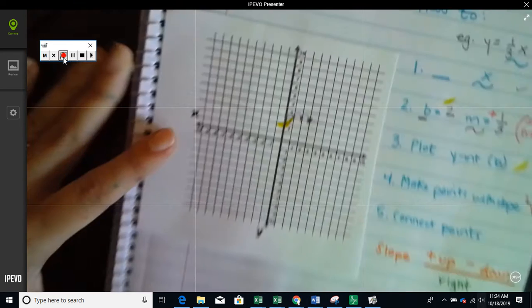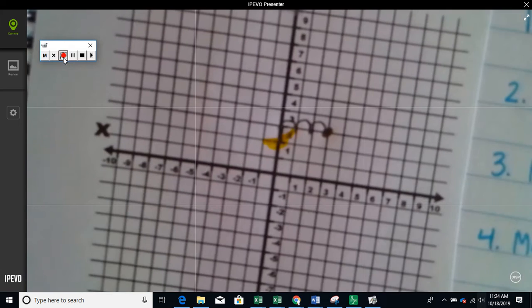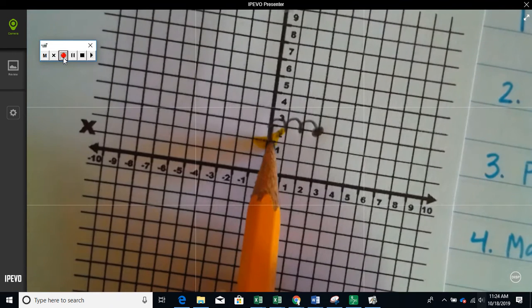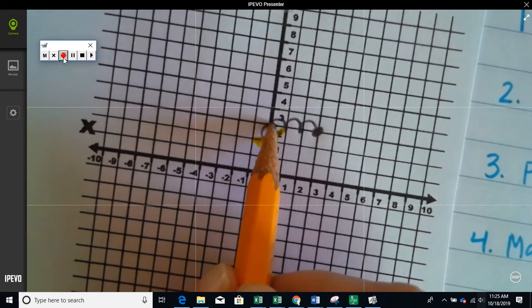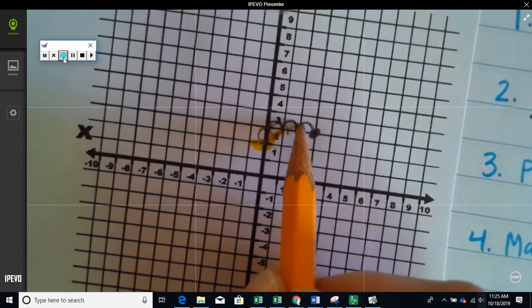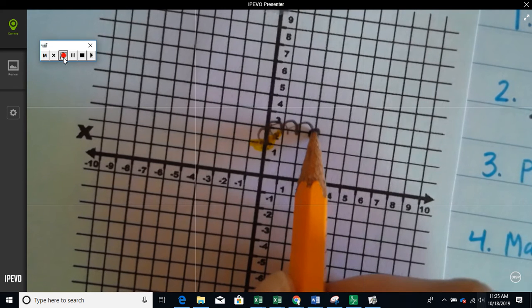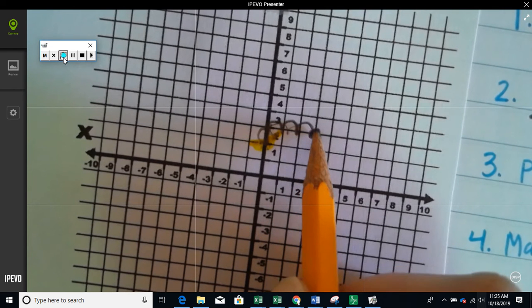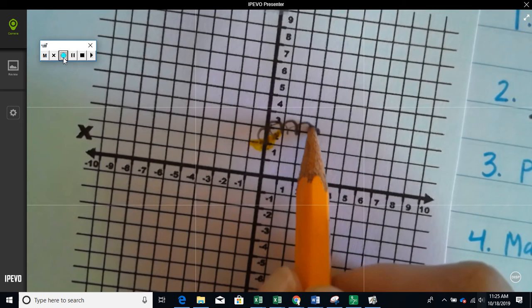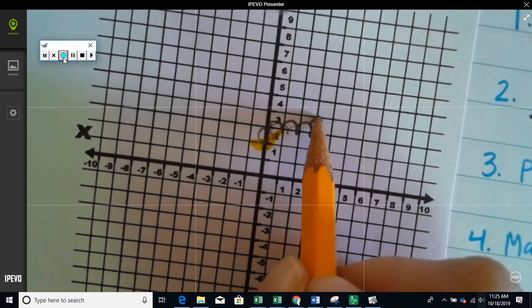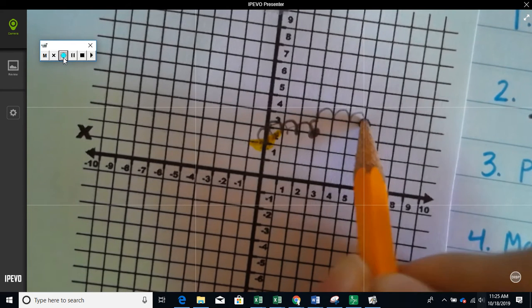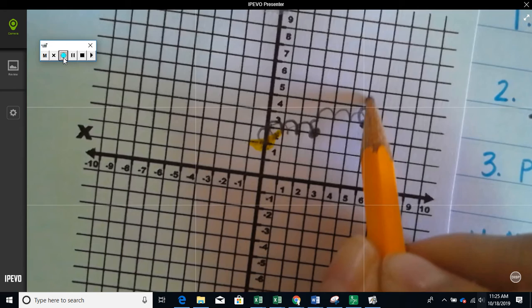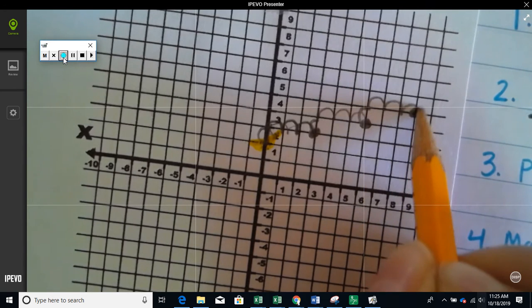I'm going to zoom in in case you didn't catch that and do it again. From the banana, the slope is 1 over 3, so go up 1, and then over 3, so it's 1, 2, 3. Then that's your point. And you do it again and again. Those are your stairs. Go up 1, then 1, 2, 3 to the right. Put your point.